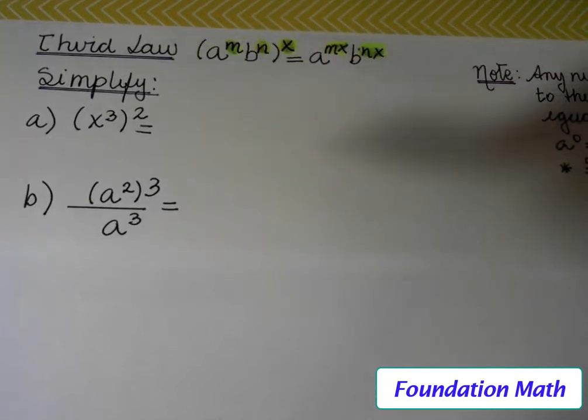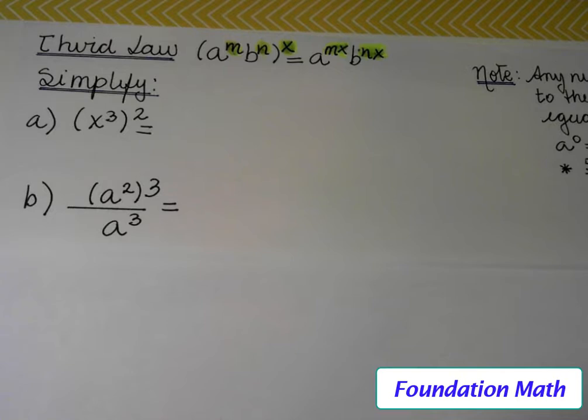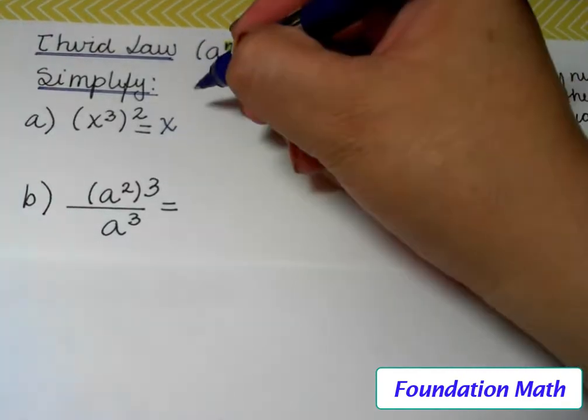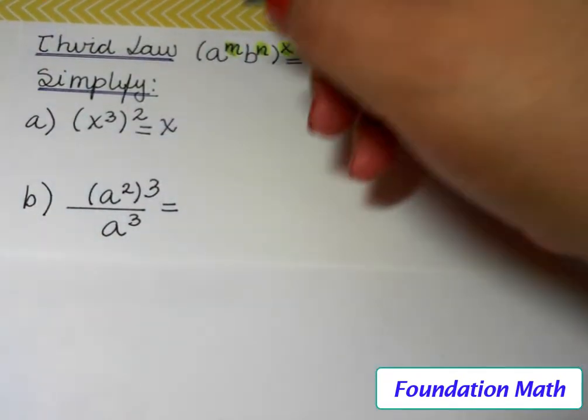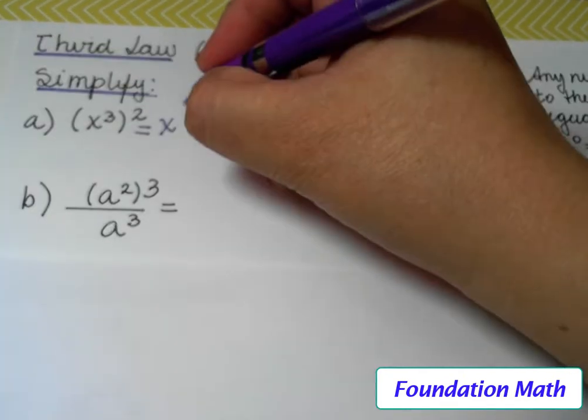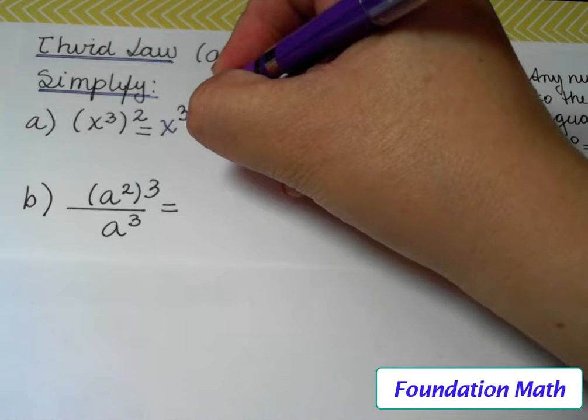So now we are going to apply it. We have to simplify the expression. So we have here the expression x cubed with exponent 2. You're going to apply the rule. It's going to be x. You just copy the same base. So now you're going to multiply, because you have a parenthesis, 3 times 2.